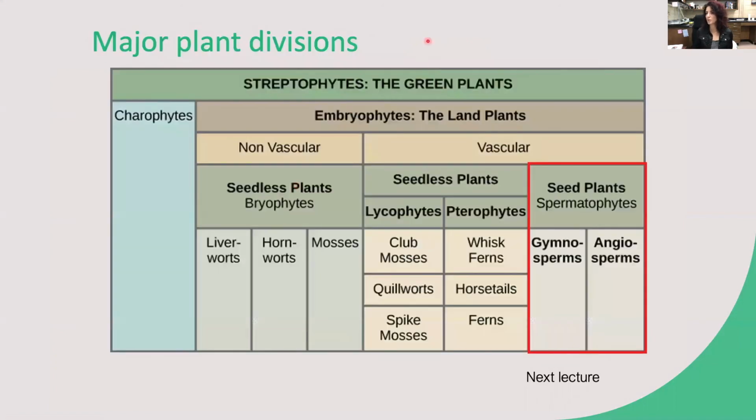So moving through our plant divisions again, notice we've not talked about the vascular seed plants. These are our spermatophytes, our gymnosperms, and our angiosperms, which are our flowering plants. These will be discussed in our next lecture, so stay tuned.